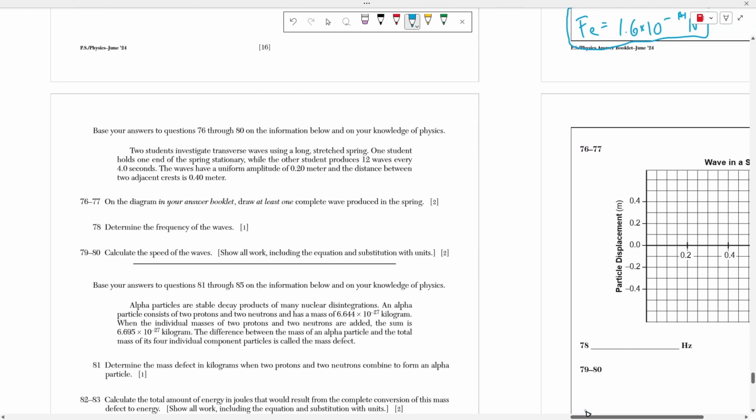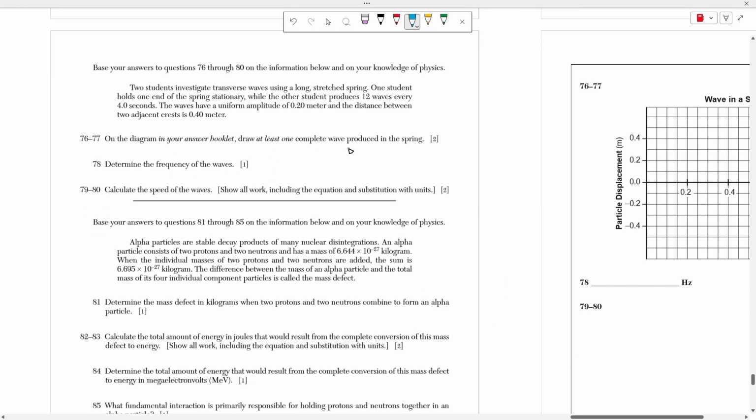So number 77 through 76 asks us to graph a wave produced in a spring, right? So let's read this problem. This problem says that two students investigate transverse waves using a long stretched spring. One student holds the end of the spring stationary while the other produces 12 waves every 4 seconds. The waves have a uniform amplitude of 0.2 meters, and the distance between two adjacent crests is 0.4 meters. So they want us to go ahead and graph or plot this out.